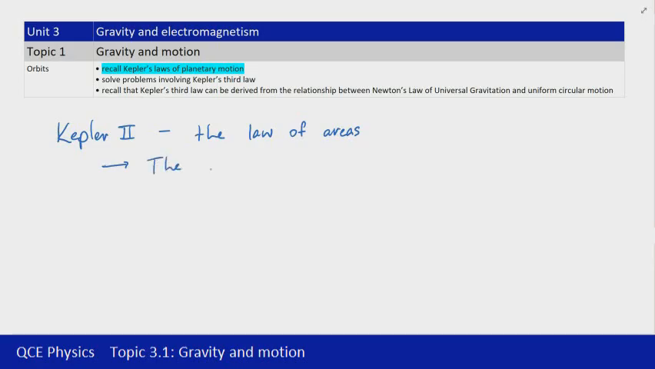And the wording here is, if you think about the radius vector, so that basically is the line that joins the Sun to the planet. When we're talking radius vector, it's not strictly speaking a radius here because it's an elliptical orbit, but we'll go with that term anyway. So that radius vector from the Sun to any planet sweeps out equal areas in equal times.